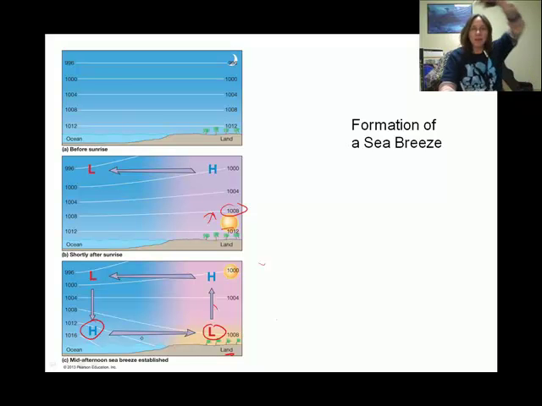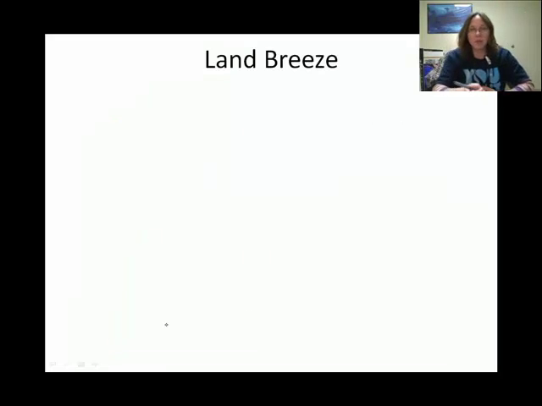Now notice what's happening at upper elevations. At upper elevations, over the land we have a relatively high pressure, and out over the sea we have a relatively low pressure. And it ends up creating what we call a cell. It goes this way, descending, this way, ascending. But the bottom line is this is how a sea breeze forms.